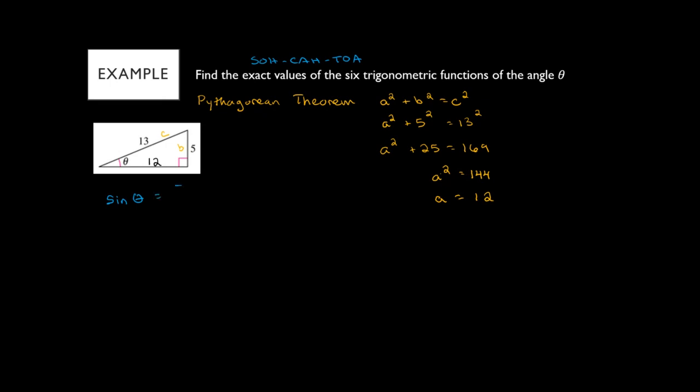The opposite is 5 because that's across from the angle, and the hypotenuse is 13. So the sine is 5 over 13. We don't have to get the exact decimal number, and we're not looking for what the angle is. We're just wondering what the trig value is at that angle. If we want to do the reciprocal right away, the reciprocal of sine is cosecant. So the cosecant of theta is 13 over 5.